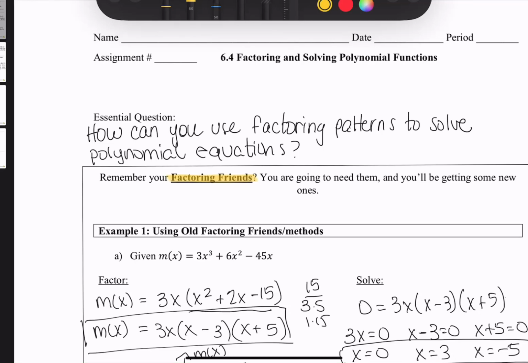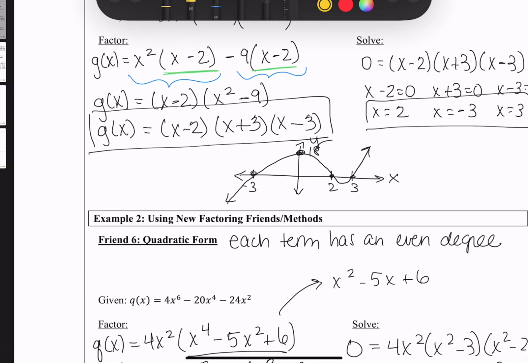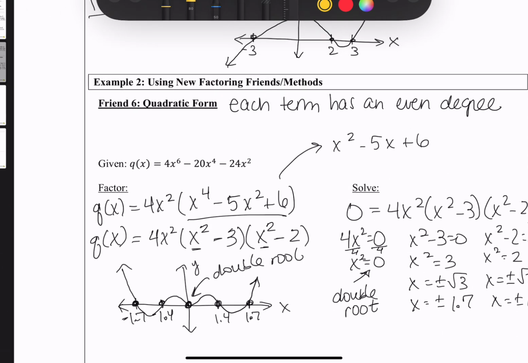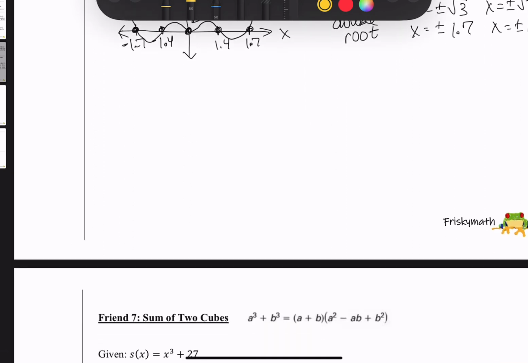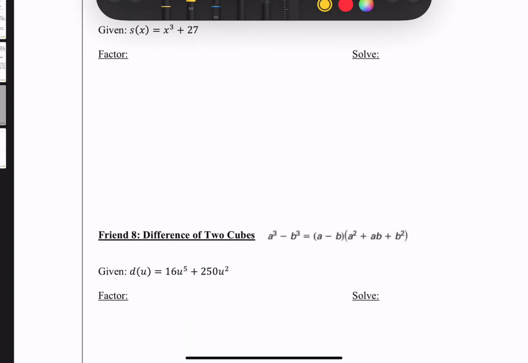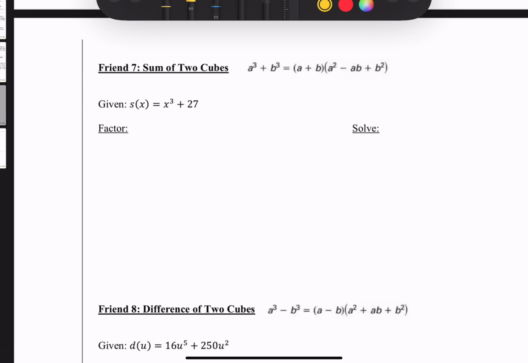Continuing 6.4, today you're going to get two new factoring friends. Very exciting. So head on down. Yesterday, or in our last video, we learned about the quadratic form. That was a new factoring friend. And today you're going to get the sum of two cubes and the difference of two cubes. And the patterns are very similar for factoring these.